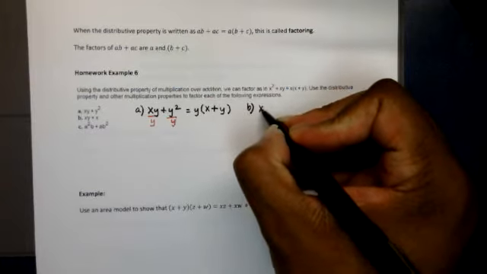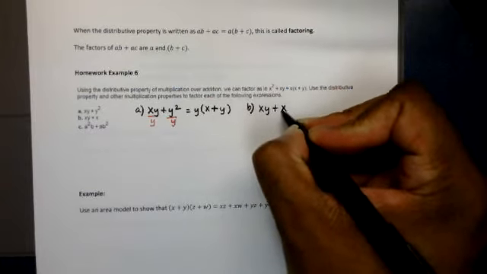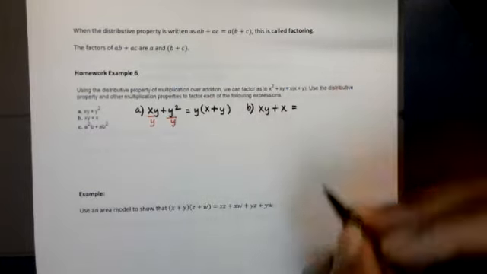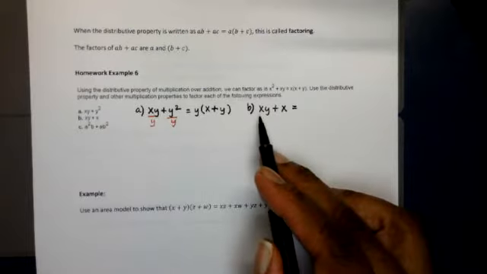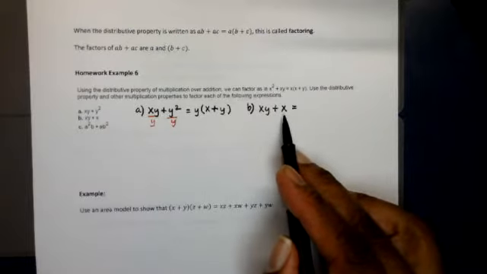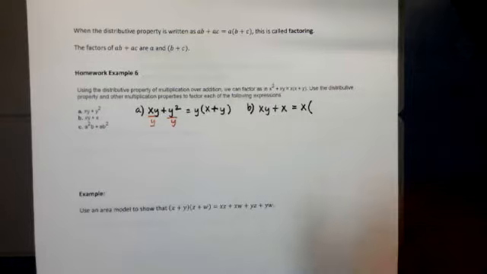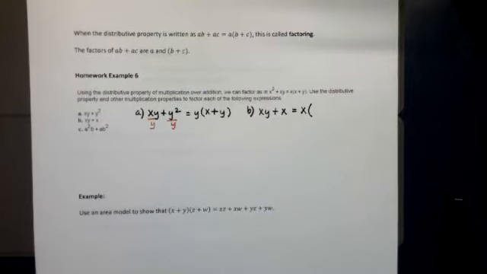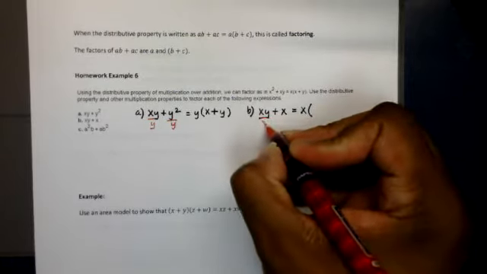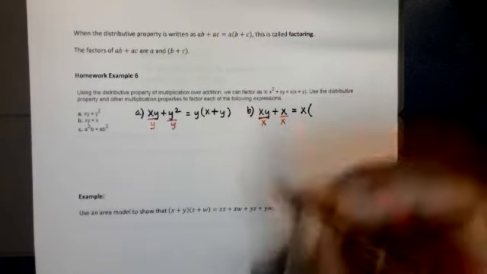Part B, xy plus x. So here we need a common factor that's in xy and in x. And as you can see, the x is the common factor, so the x will be on the outside. So now to get what's on the inside, you'll divide each and every term by x.